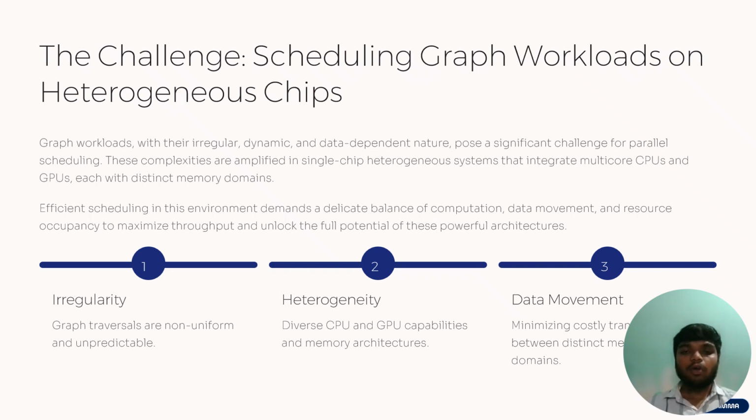The core problem of these graph workloads is that different graph algorithms behave differently, and graph inputs vary widely. So a one-size-fits-all scheduling strategy does not work well. Traditional scheduling methods overload one core while leaving others idle, don't fully utilize the GPUs, and ignore how graph structure affects performance.